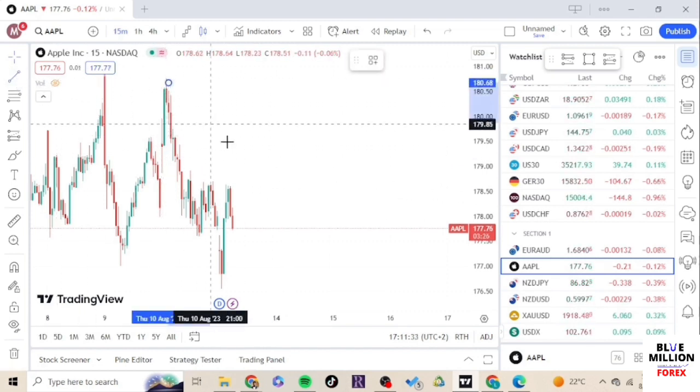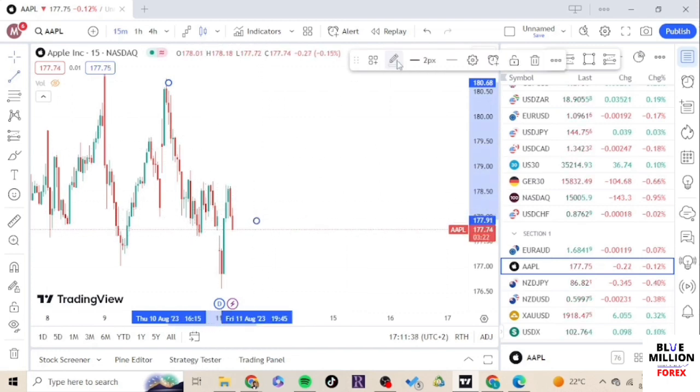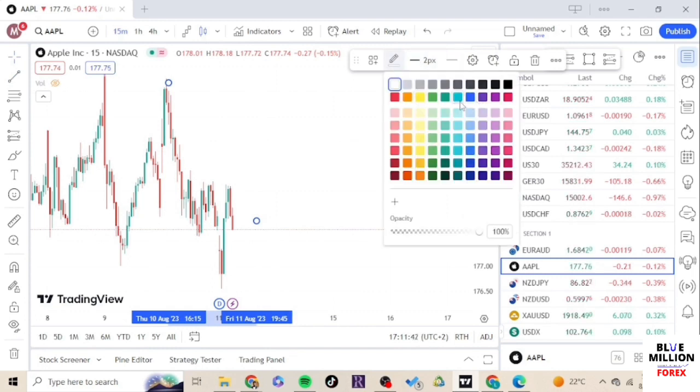Now, I want you guys to focus on this. So I'll quickly draw a trend line, right? I don't know why it's not visible. I'll just change the color.